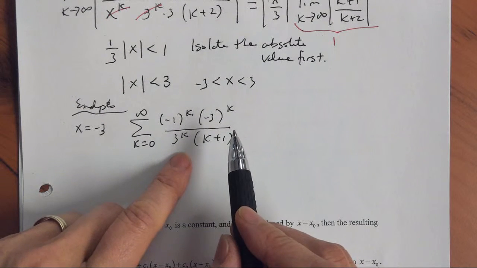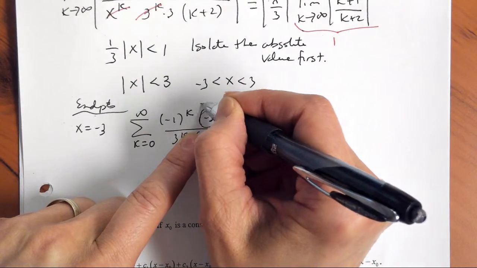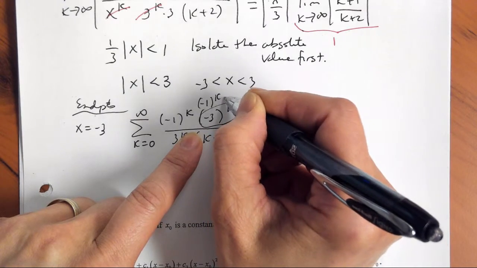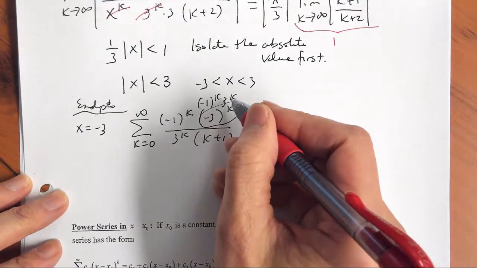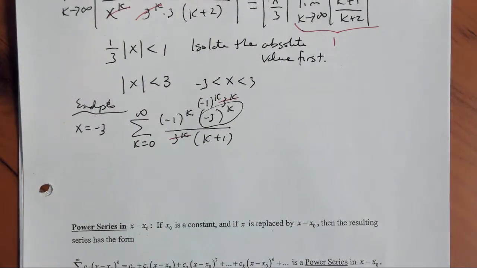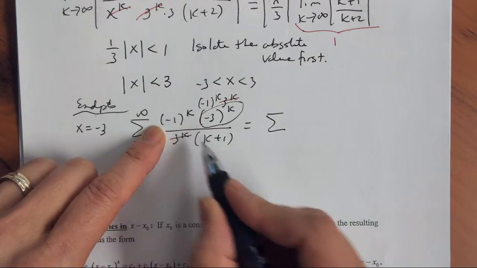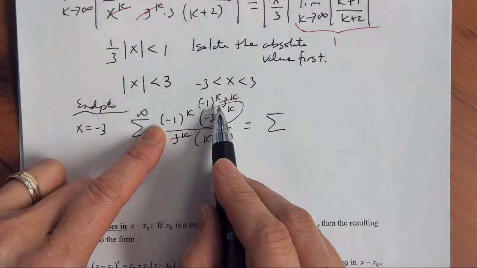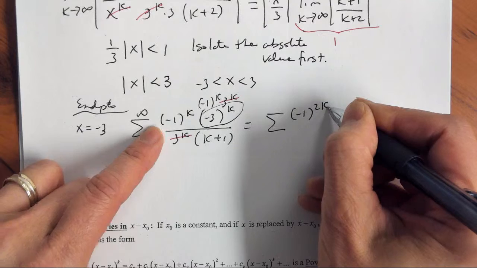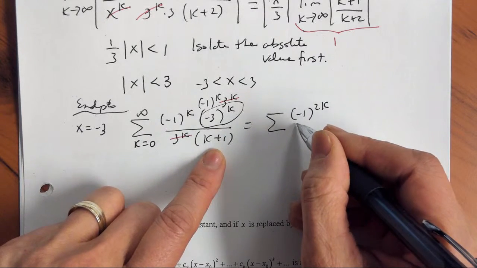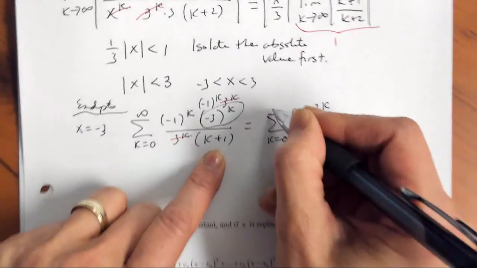Of this one here? Okay, so I guess I could rewrite this as -1 to the k and a 3 to the k. Yes. So I'll just write that on top. And then this will cancel out with this. And then I'm going to simplify this a little bit more. So I have a -1 to the k times a -1 to the k. What does that become? -1 to the 2k. And then in the denominator, I'll have k plus 1. Okay, so k equals 0 out to infinity.